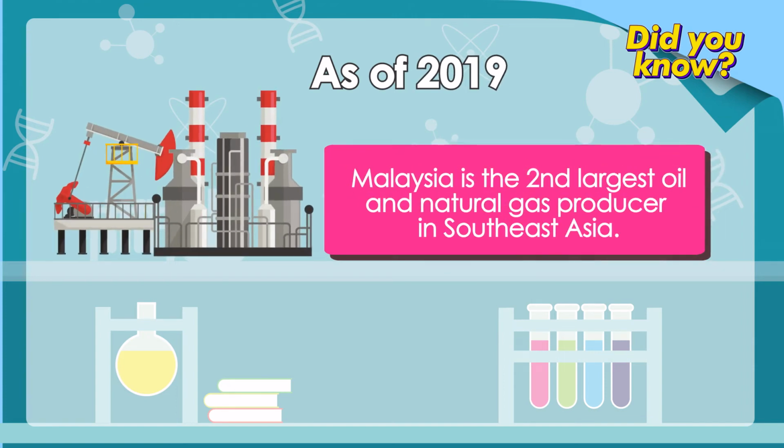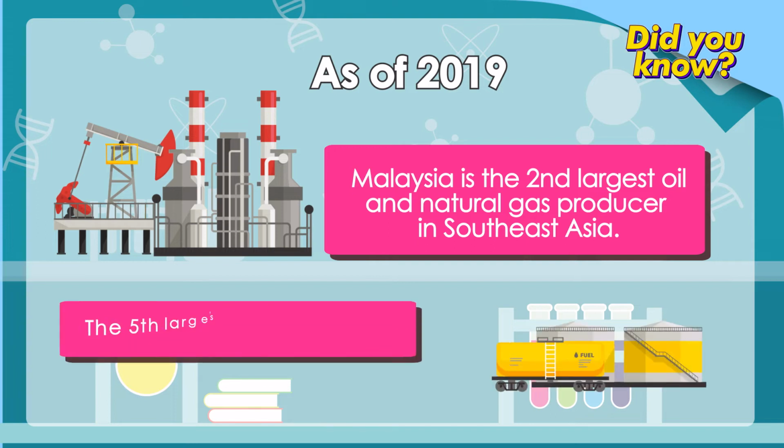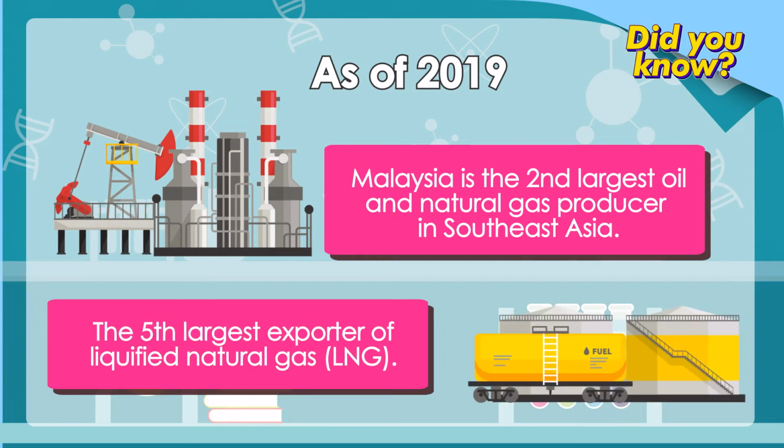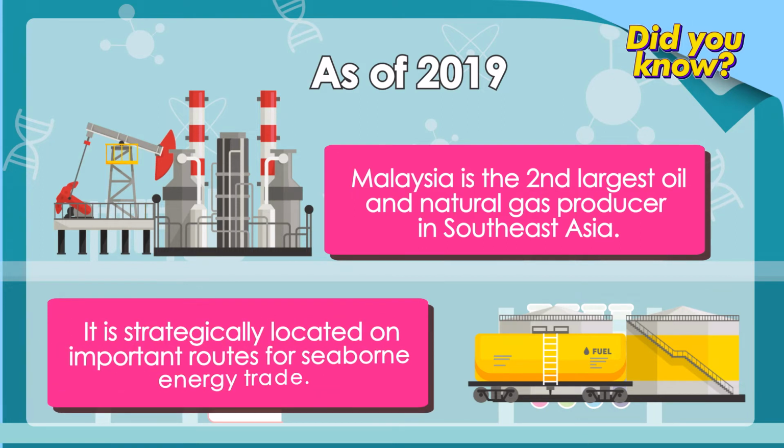Malaysia is the second largest oil and natural gas producer in Southeast Asia and is the fifth largest exporter of liquefied natural gas (LNG) in the world as of 2019. It is strategically located on important routes for seaborne energy trade.